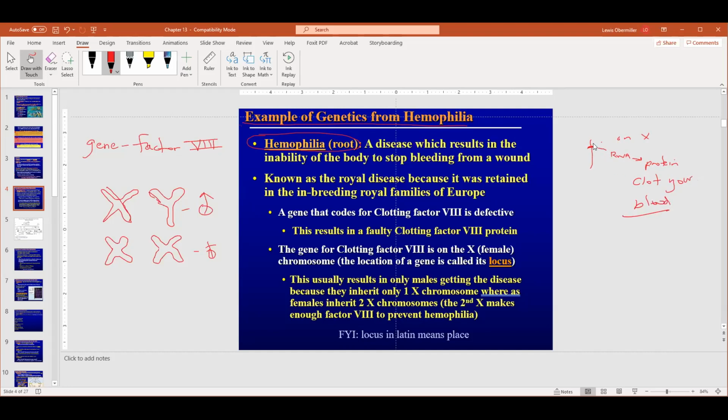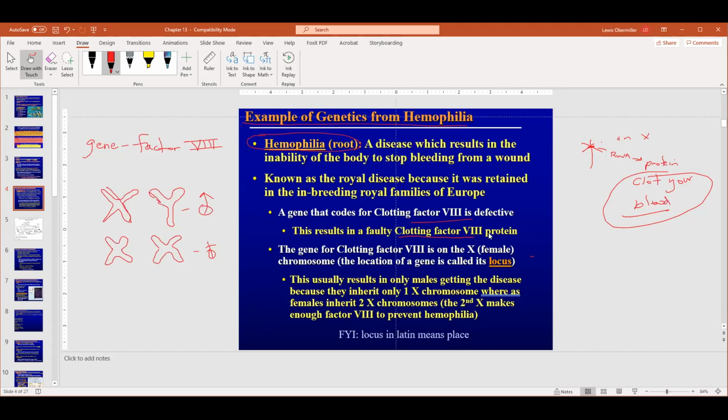So if this gene is broken, what happens? Your blood doesn't clot. So if you had hemophilia, you had a defect in factor VIII, and you went outside and you were running around and you tripped and you fell and cut yourself, what would happen? You would bleed to death? You would bleed to death. That's exactly right.